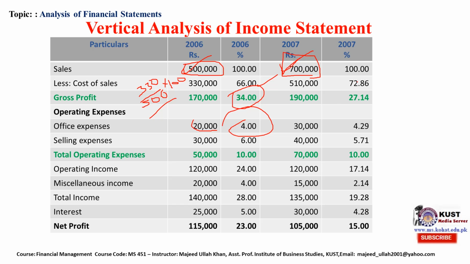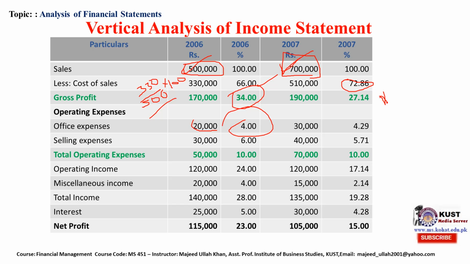Coming to this position, that is 72.86%, 27%, 4.9%, office expenses 5.7%, 17.14%, miscellaneous income, total income, interest expenses. Now coming to the position: although in absolute terms the sales have increased, our gross profit percentage has decreased. It was 66% and 34%, now it is 27%. Gross profit has decreased in percentage.